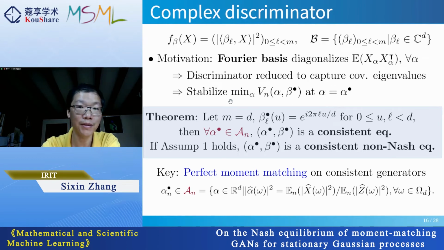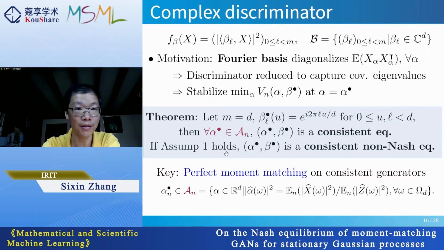Then we can expect that this minimization problem would be stable and doesn't change much with alpha, which was not the case in the real discriminator case. So that's why we use multiple features, m equals d, by explicitly constructing a Fourier basis solution. And then we can show that for all alpha dot in the consistent generator set, I will remind you that this set is constructed by M, and in this set, we can show that this solution is consistent, equivalent.